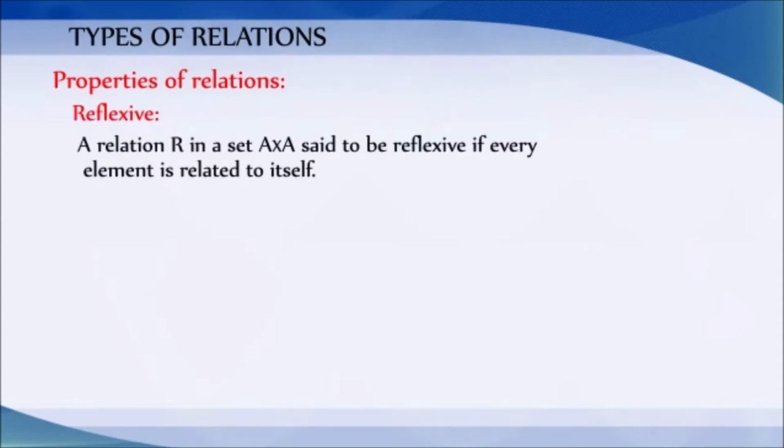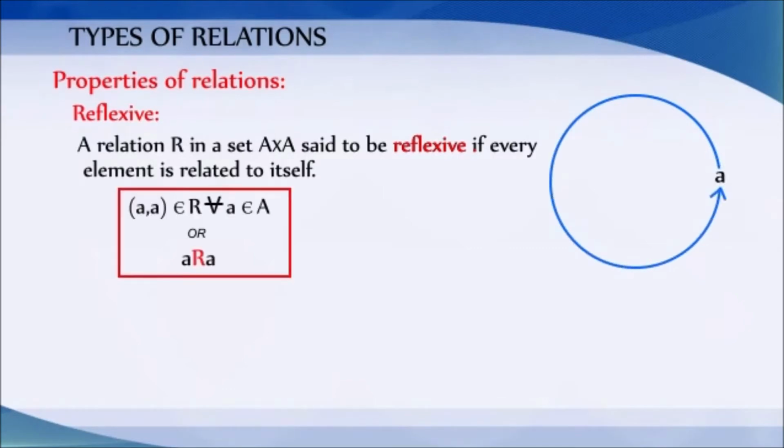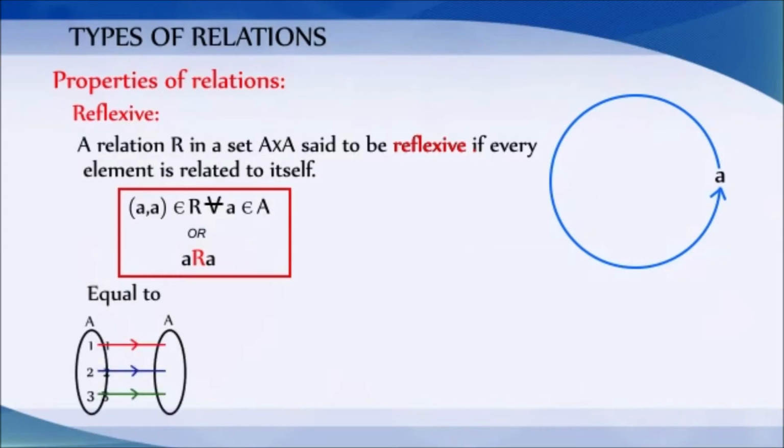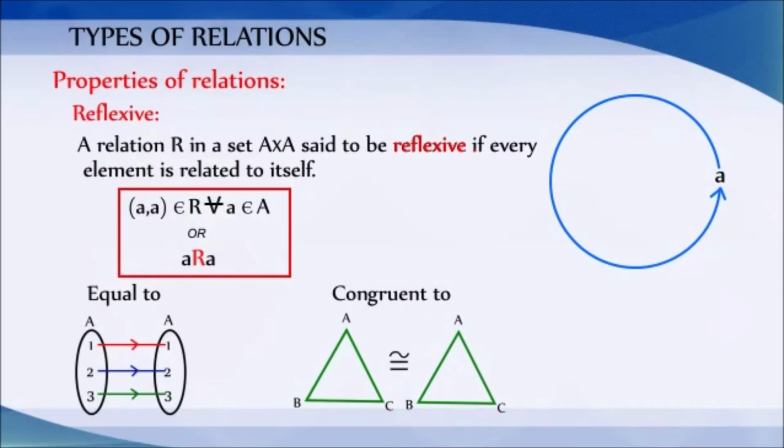Properties of relations. Reflexive. A relation R in a set A cross A is said to be reflexive if every element is related to itself. That is, ordered pair (a, a) belongs to R for every a belongs to capital A, or we can say a relates to a. For example, the relations equal to, congruent to, parallel to are reflexive relations.